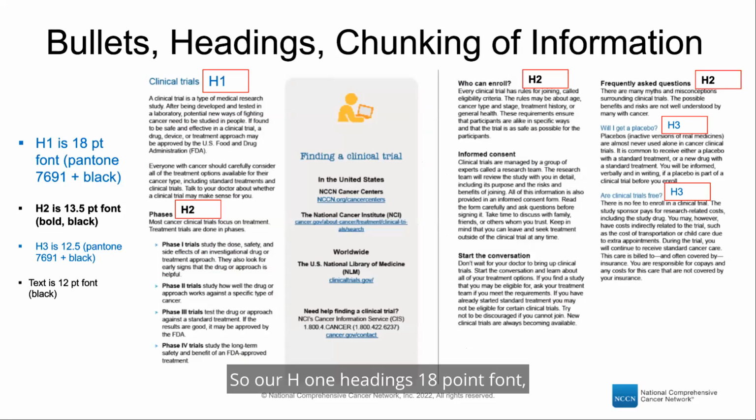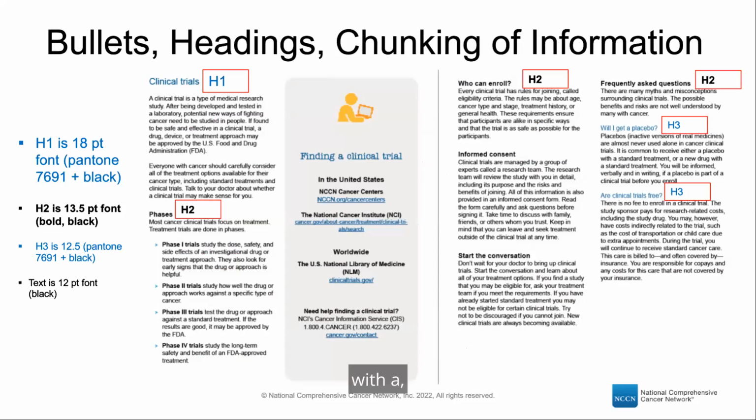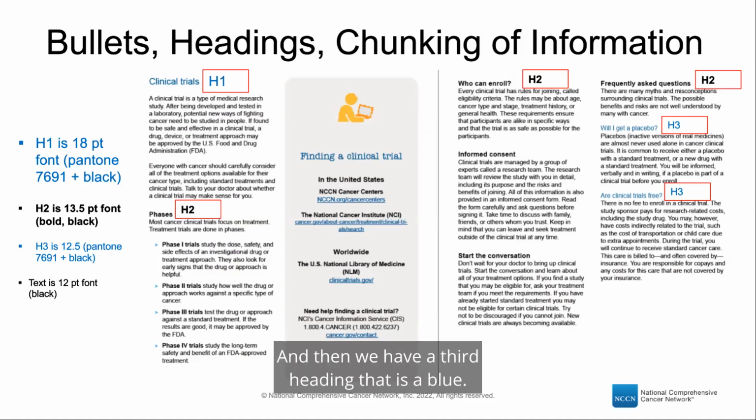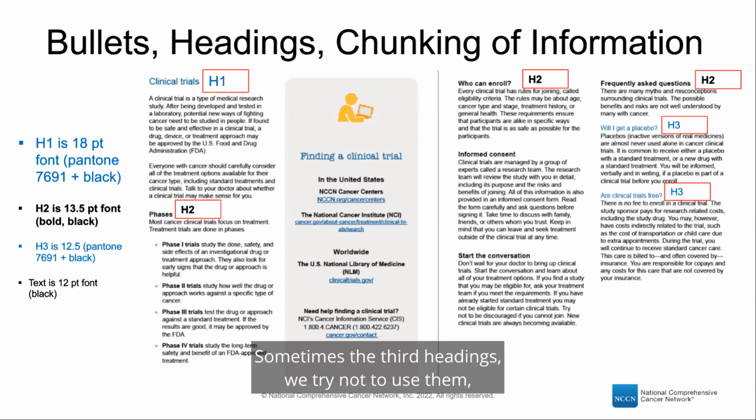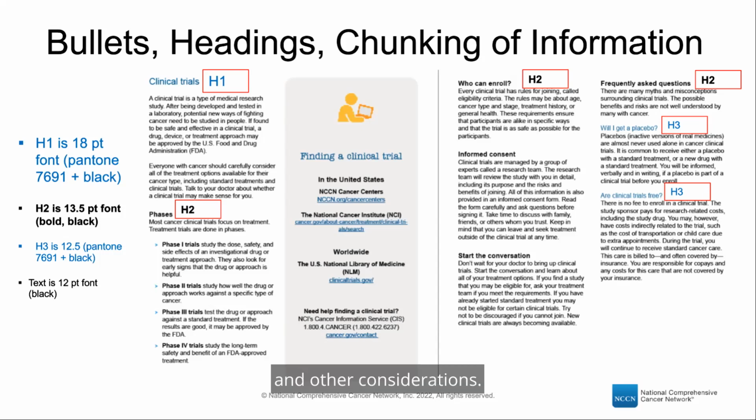So our H1 headings, 18-point font with a color-friendly Pantone with black. Our subheading is a bold black, and then we have a third heading that is a blue. Sometimes the third headings, we try not to use them. They kind of come and go based on writing and design and other considerations.